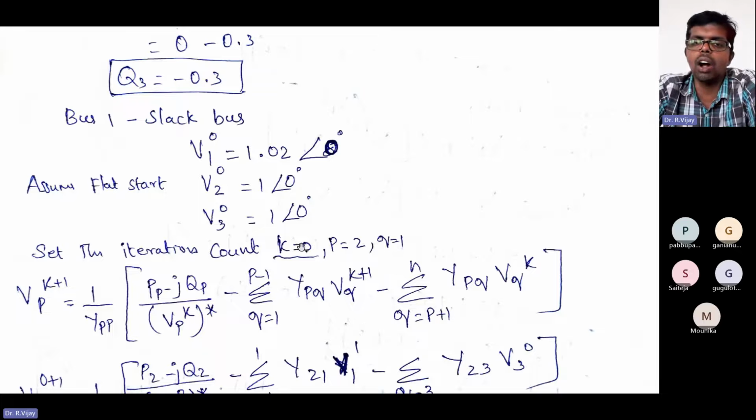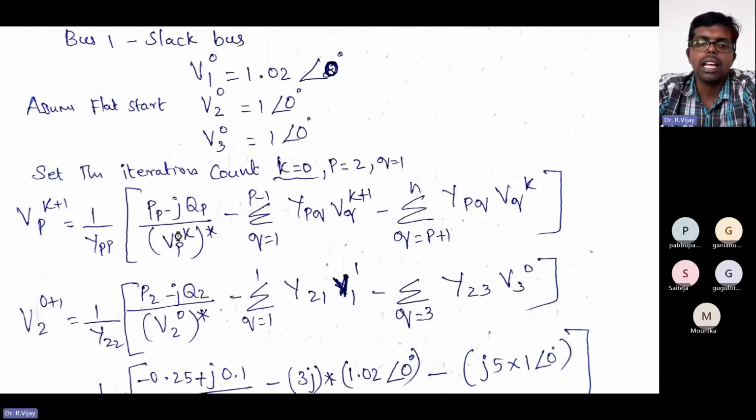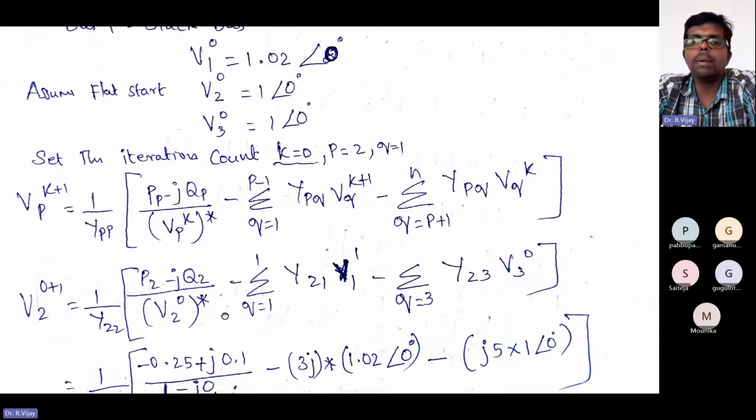Just substitute all these values. Iteration count k is equal to 0, P is equal to 2, and Q is equal to 1. If you substitute, here k is equal to 0, so k plus 1 is 1. So 1 divided by Y_PP, which is Y22. Next, P2 minus j Q2 divided by V2 of 0 star. What is star here? That is the conjugate, so 1 minus j0.